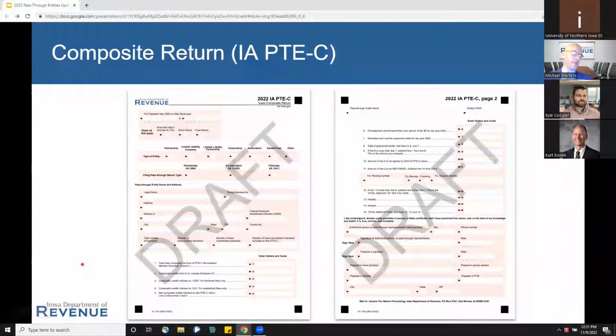From there, it's a fairly simple return, which factors in any composite credits that the entity may be claiming, factors in prior payments, calculates penalty and interest, and that is the sum and substance of the composite return starting in 2022.